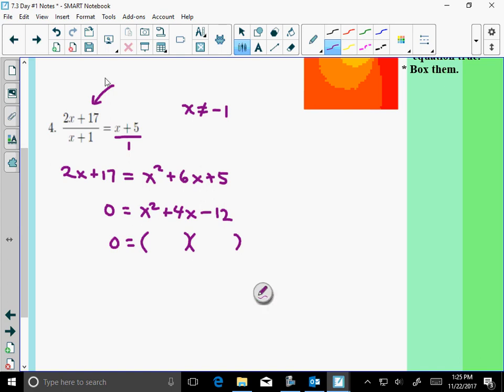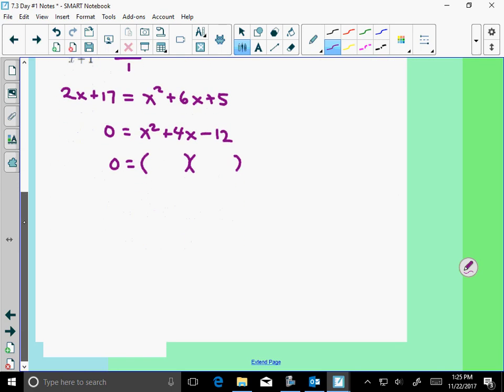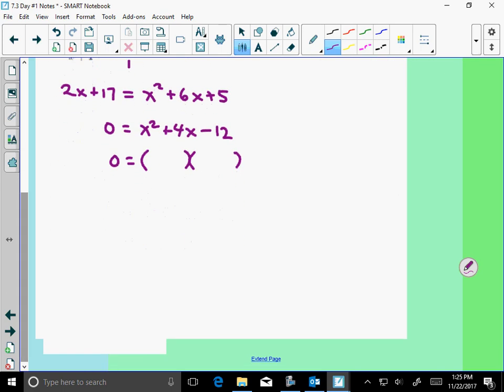Let's do this. Let me drag this little icon over here. Ooh, that's cool. Two numbers that multiply to -12 and add to +4. I know what they are. Plus 6, minus 2. Where are they equal? They're equal at x equals -6 and x equals 2.